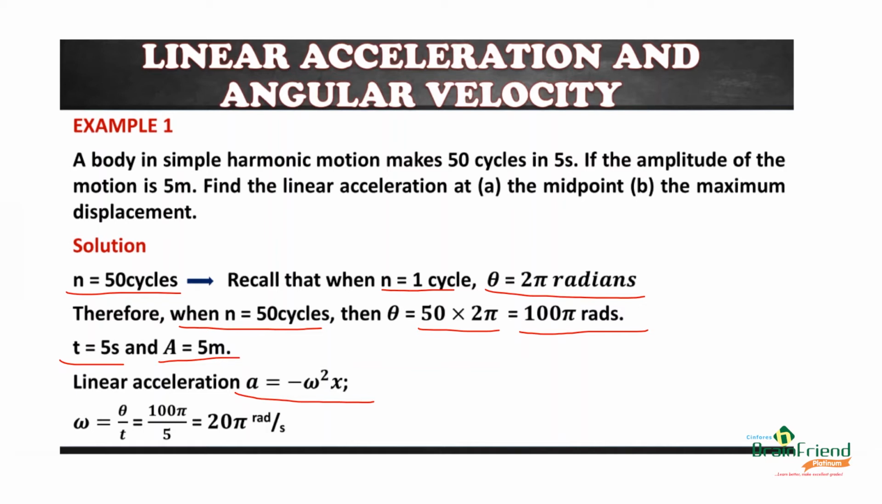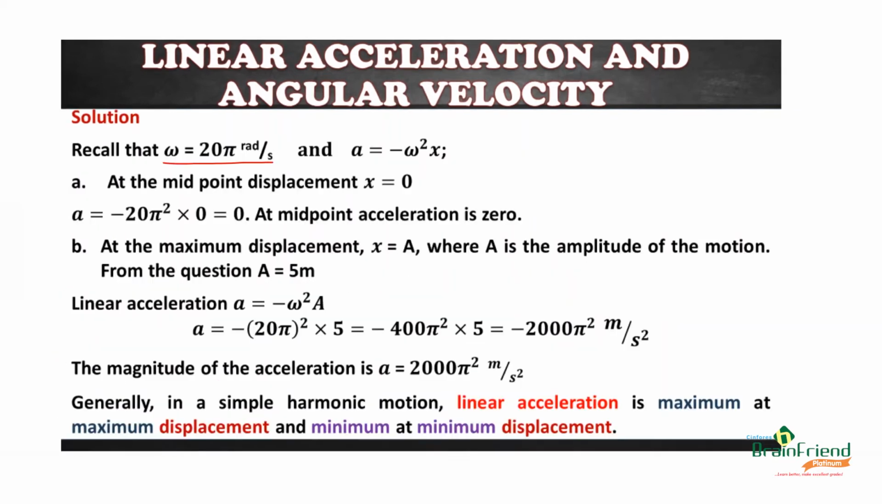But angular velocity omega was not given in the question. However, we can easily calculate it using the formula omega equal to theta over t. Our theta is given as 100 pi radians, and our t is 5 seconds. So substituting 100 pi for theta and 5 for t, we have 100 pi over 5. This gives us 20 pi radians per second. So far, we've been able to establish that angular velocity omega is equal to 20 pi radians per second.